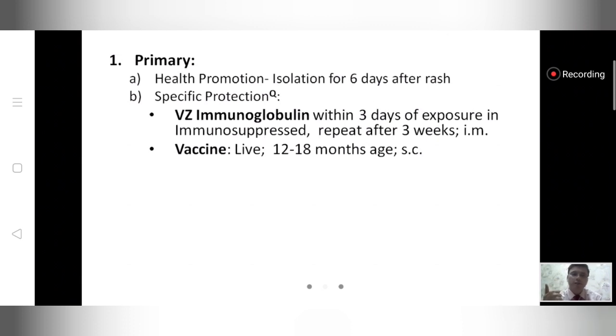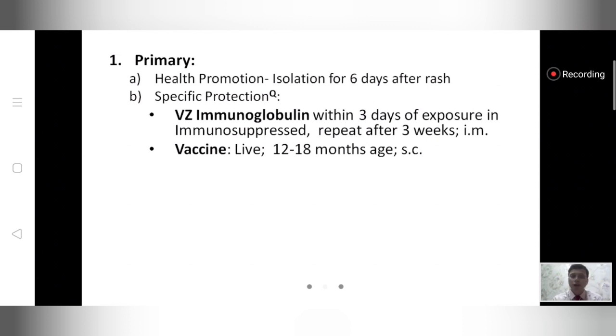Okay, so health promotion is in case of chickenpox, we need to isolate the child or the person who's infected for at least 6 days after the onset of the rash. Okay, that is an infective period. We know that, right? And then the specific protection, yes, for some it's there, for some it's not there. Right now, we don't have a specific protection for coronavirus. For chickenpox, we have it.